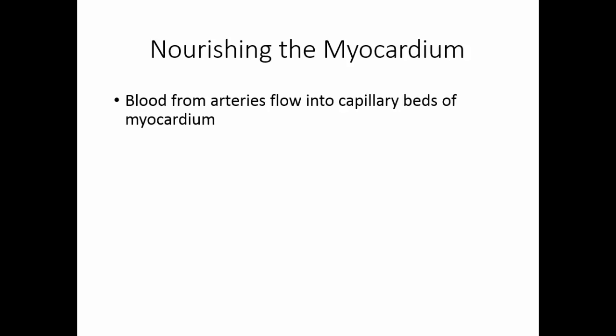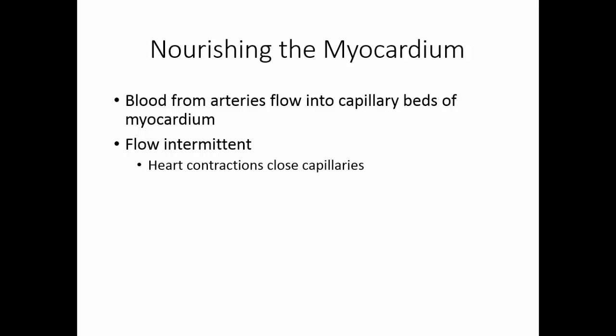The blood from the arteries flows into the capillary beds of the myocardium, but that flow is not constant. It's intermittent. When the heart contracts, the capillaries are closed. Also, when the heart contracts, the semilunar valves are open, and because of the location of the aortic semilunar valves, when they're open, they're actually blocking the entrance to the coronary arteries. So blood will only flow to the myocardium when the heart is relaxed.